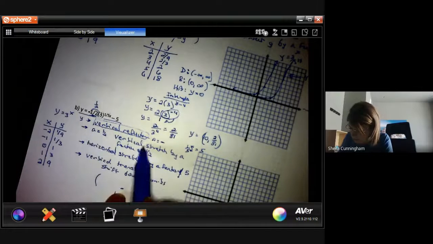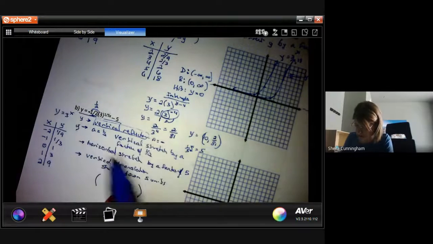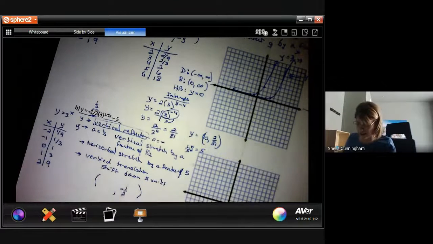It also has a vertical stretch by a factor of 1/2. So this is also, because it's vertical, affecting my Y. That means every single Y value, I'm taking the negative of it and I'm timesing it by 1/2. Okay, so I'm taking 1/2 of it.